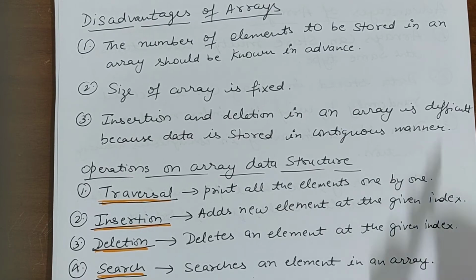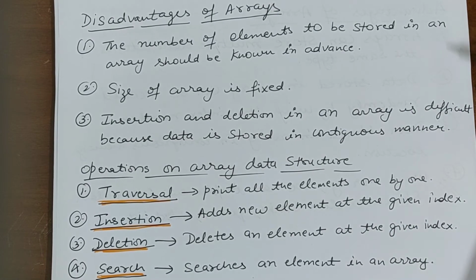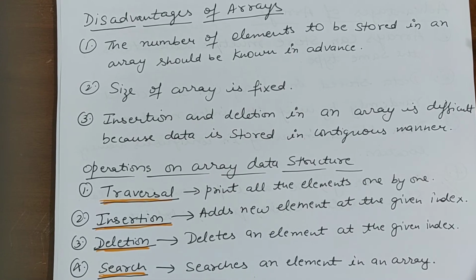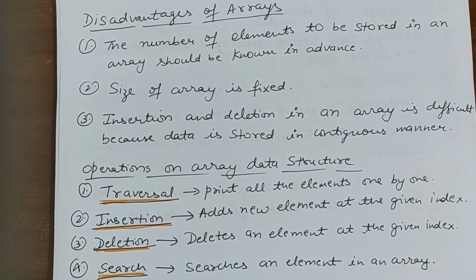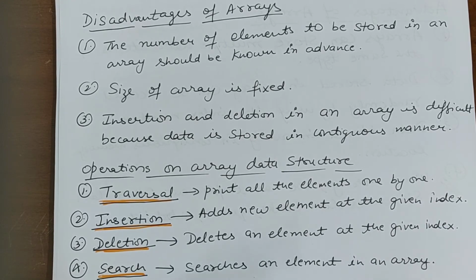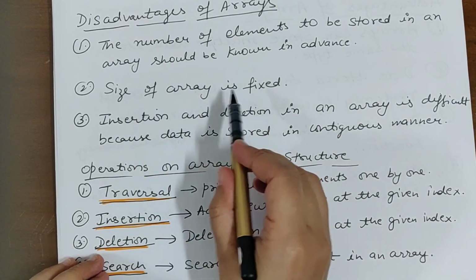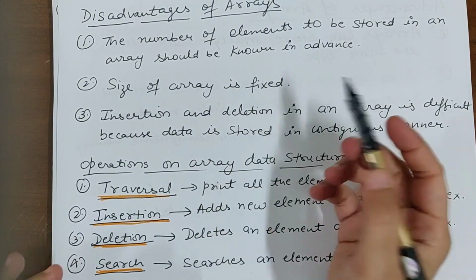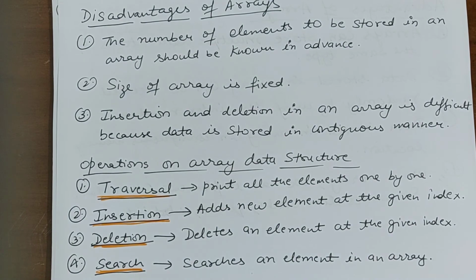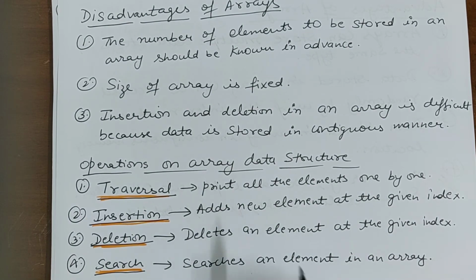Now some disadvantages of arrays. The number of elements to be stored in an array should be known in advance. मुझे पहले ही बताना पड़ेगा how much data I want to store in an array in advance. Suppose in future I want to store some more roll numbers of students, I cannot insert them because the size of the array is already fixed. Okay, the size of the array is fixed, so I cannot increase the size of the array in future.